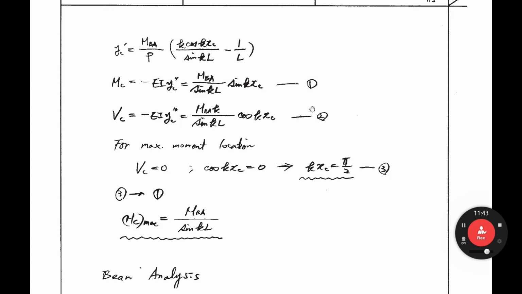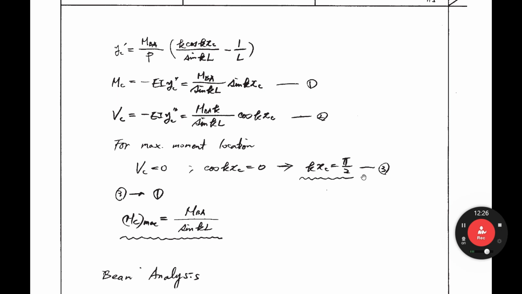Then it must be 0. So from that equation, cosine kxc must be 0 because MBA is not 0, k is not 0. So cosine kxc must be 0, so kxc equals pi over 2. So now you find out the maximum moment location. Then how to calculate the maximum moment equation? MC equals minus EI y 2 prime. That is equation number 1.